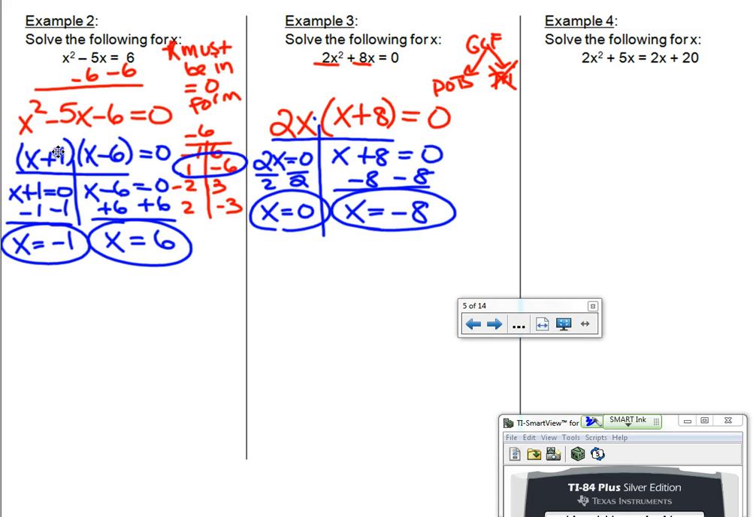Okay, and finally, example 4. Definitely can't do anything with it now. I want to use the zero product rule, which means I need an equal 0. So bringing the 2x over by subtracting, and then bringing the 20 over. And you could do that all in one step if you prefer.